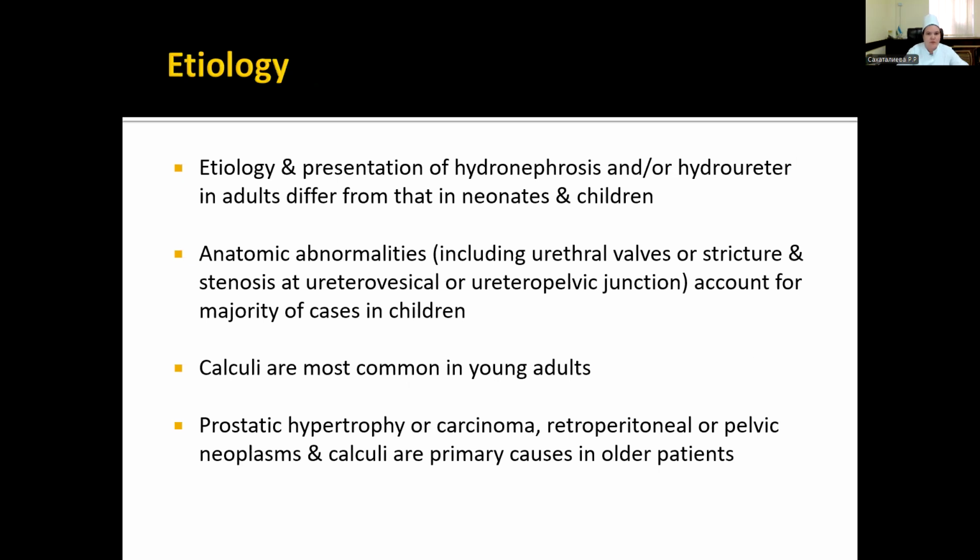Etiology and presentation of hydronephrosis or hydroureter in adults differ from those in neonates and children. Anatomic abnormalities, including urethral valve obstruction and stenosis at the ureterovesical or ureteropelvic junction, account for the majority of causes in children. Calculi are most common in young adults. Prostatic hypertrophy or carcinoma, retroperitoneal or pelvic neoplasm, and calculi are primary causes in older patients.